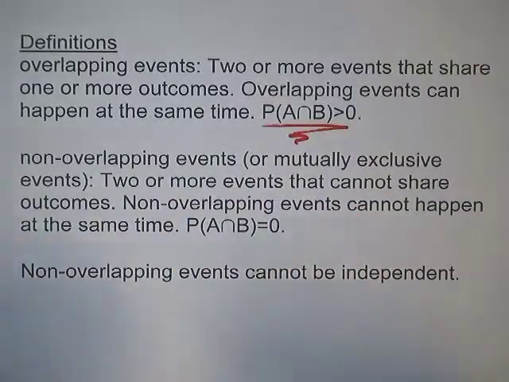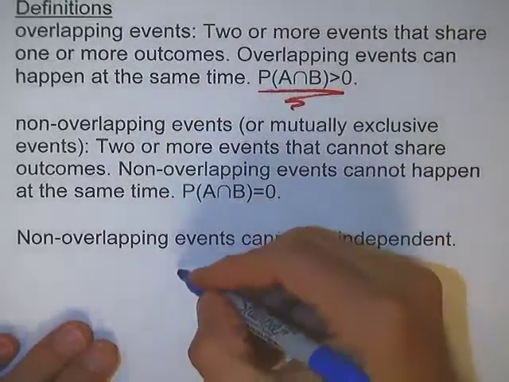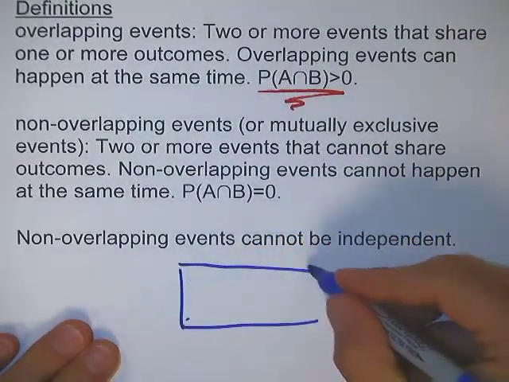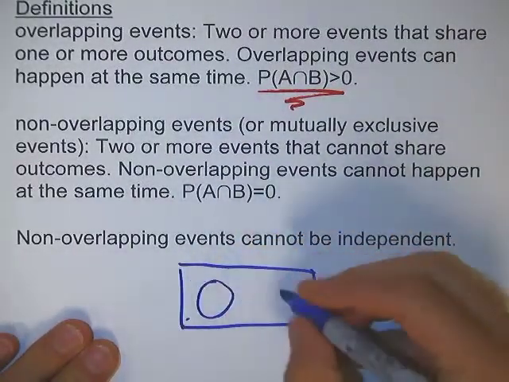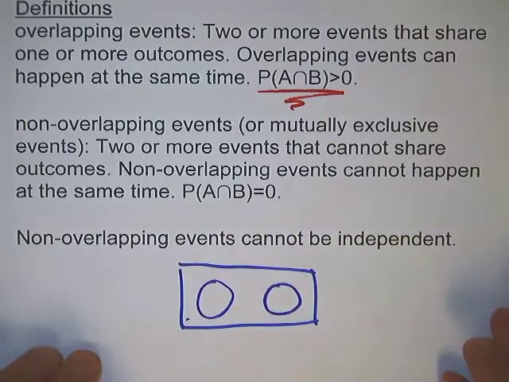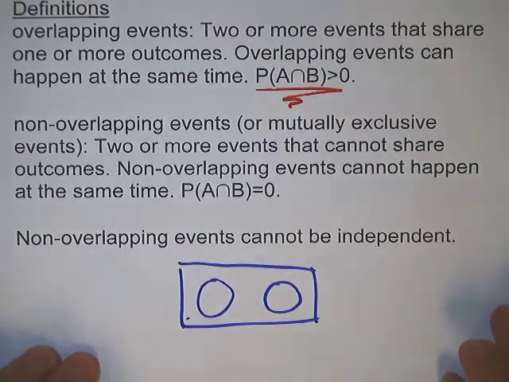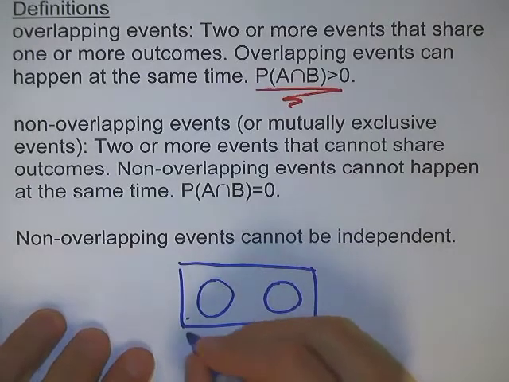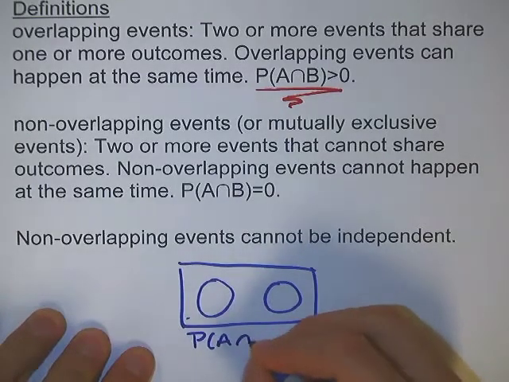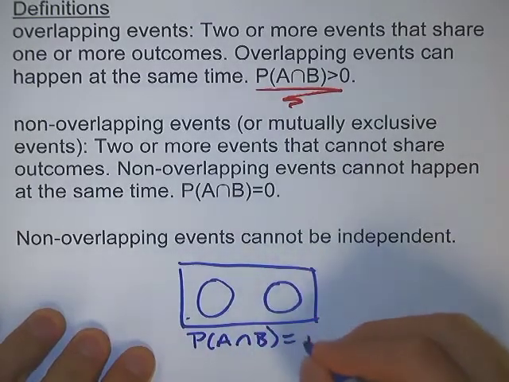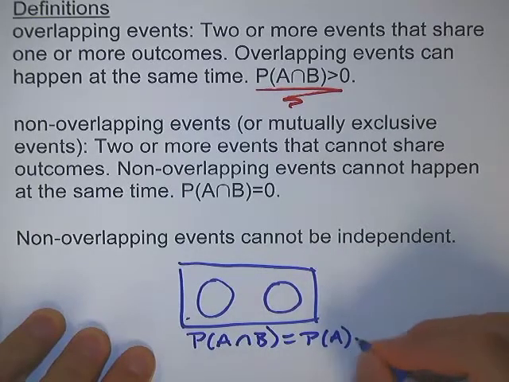So just to think about what that picture would look like, we'd have our sample space. We would have two events here. Those would be non-overlapping events. Non-overlapping events cannot be independent. If the events were independent, recall that the probability of A and B has to equal the probability of A times the probability of B.